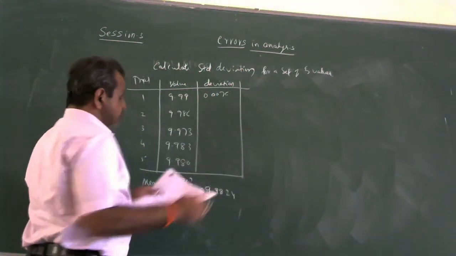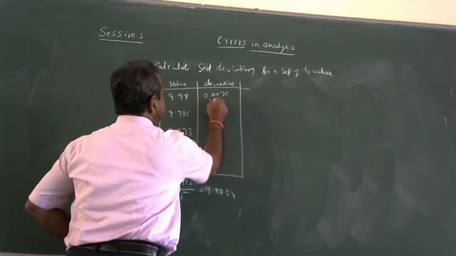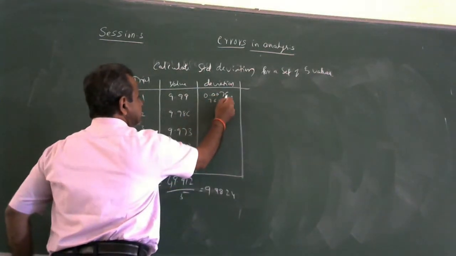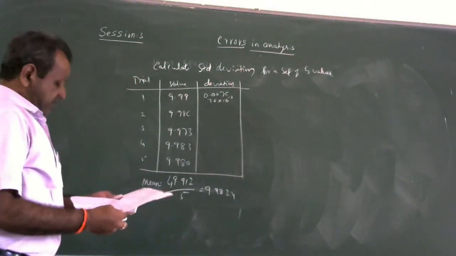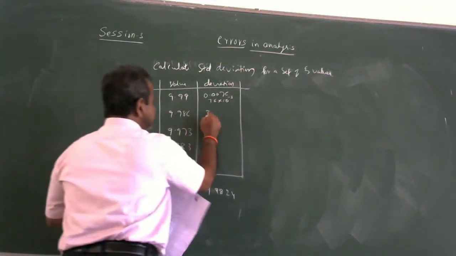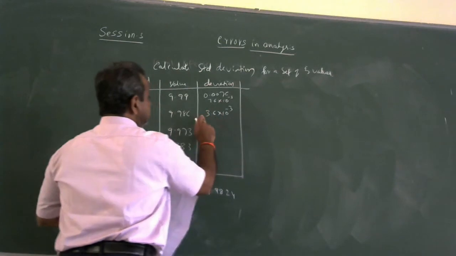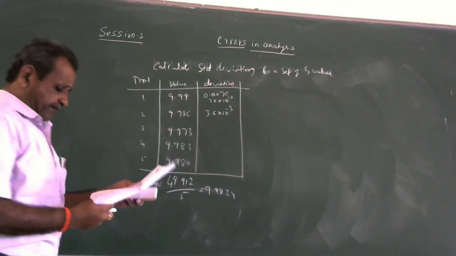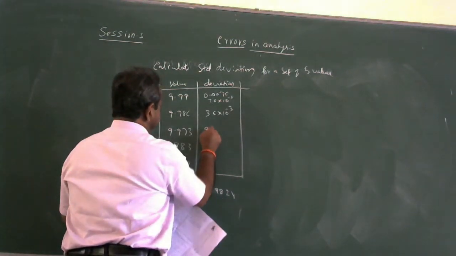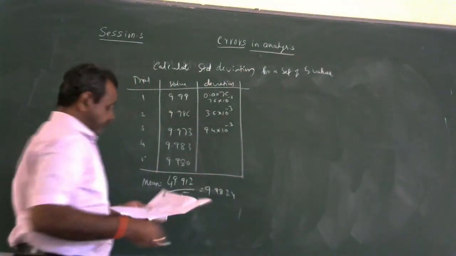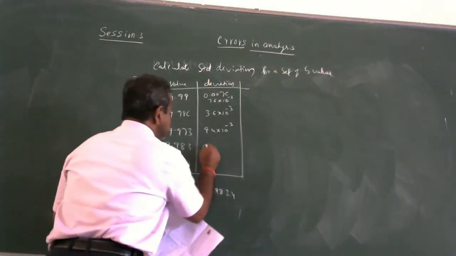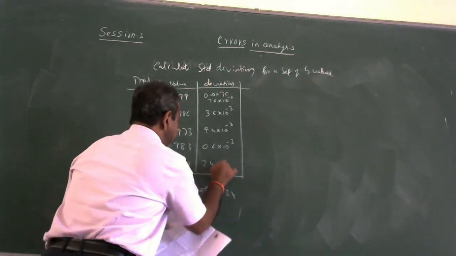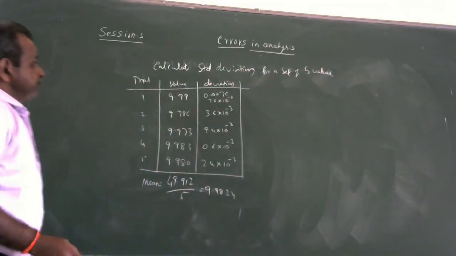So it comes around 0.0076. So I will make it 1, 2, 3. So 7.6 into 10^-3. Similarly for the others: 0.0036, which is 3.6 into 10^-3. Another one 9.4 into 10^-3. Another one 0.6 into 10^-3. Then 2.4. This is the deviation.